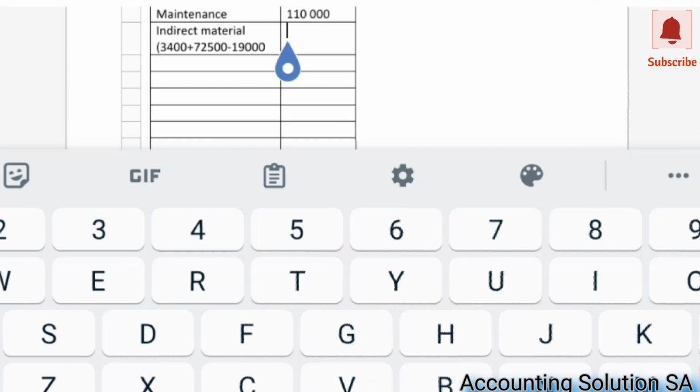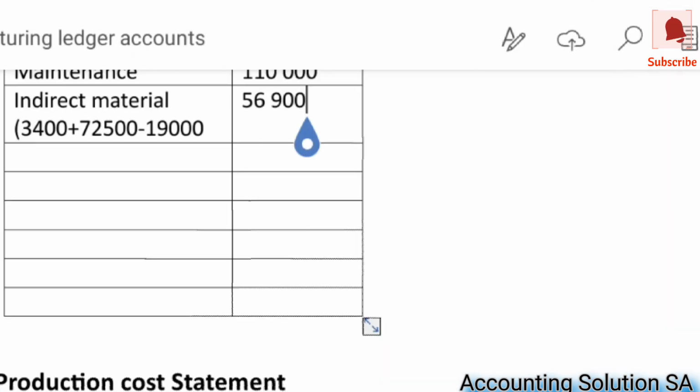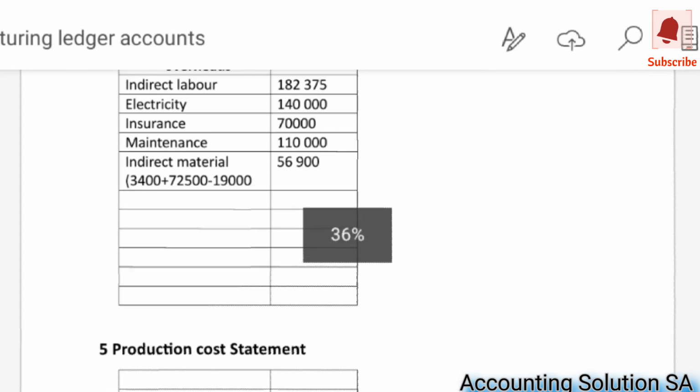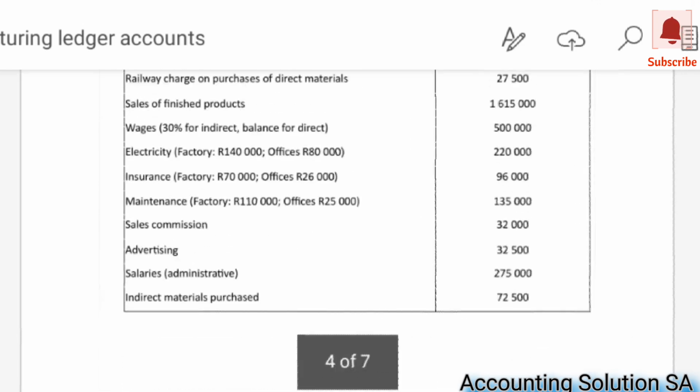Then indirect material is 3,400 plus 72,500 minus 19,000, which gives 56,900. Okay, then now let's move to the next one.